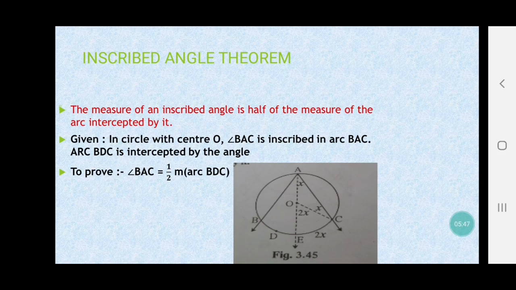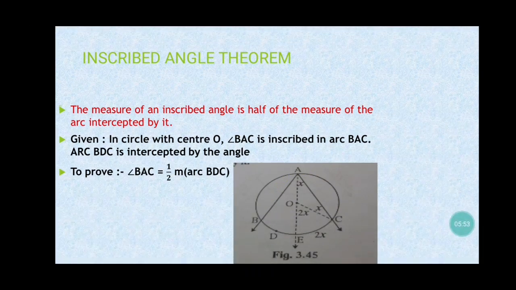Given part. Now what is given to us? Circle with center O is given to us. Fine. And angle BAC is an inscribed angle in arc BAC.